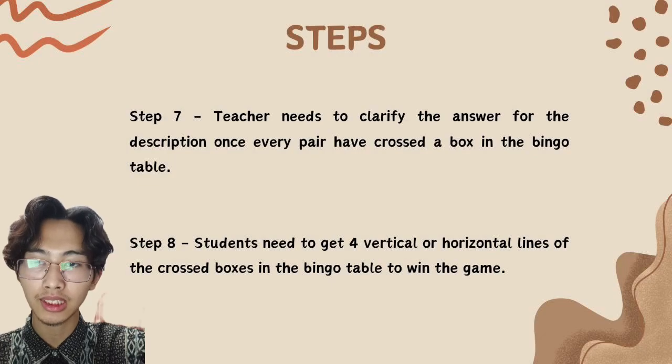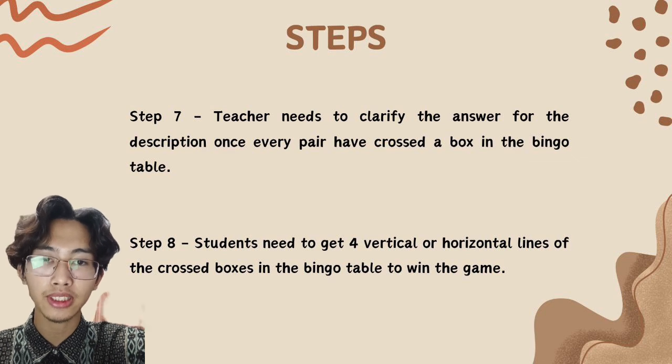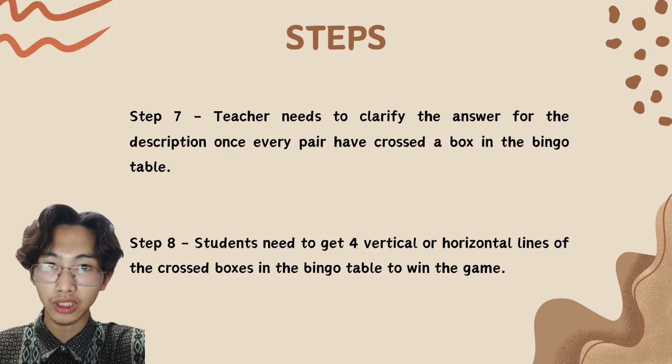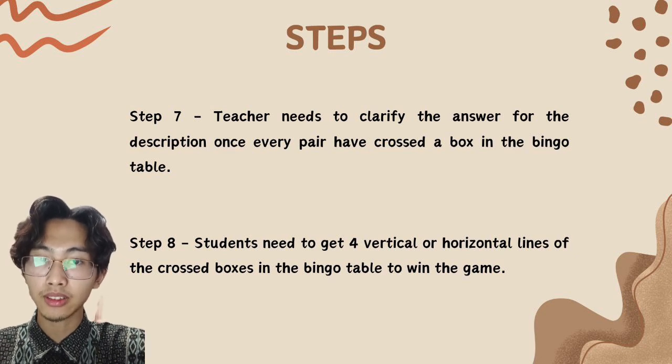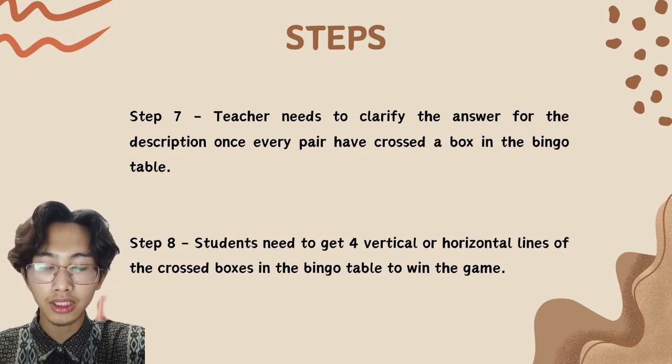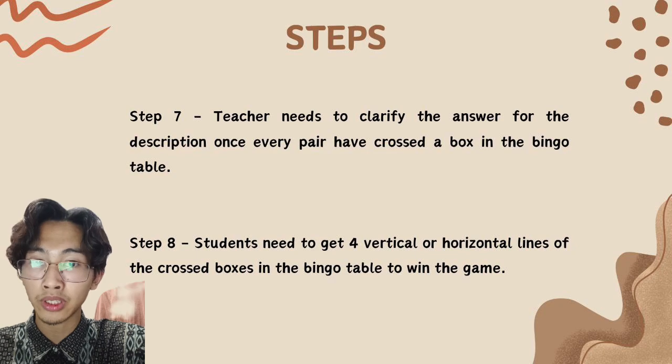In step 7, the teacher needs to clarify the answer for the description once every pair has crossed a box in the bingo table. And lastly, in step 8, students need to get 4 vertical or horizontal lines of crossed boxes in the bingo table in order to win the game.